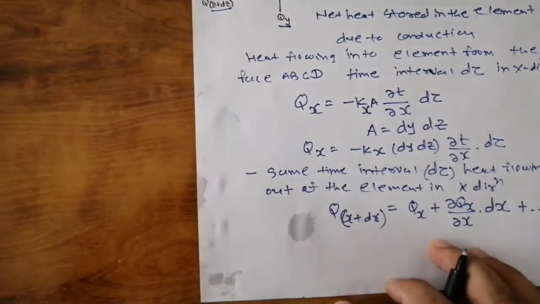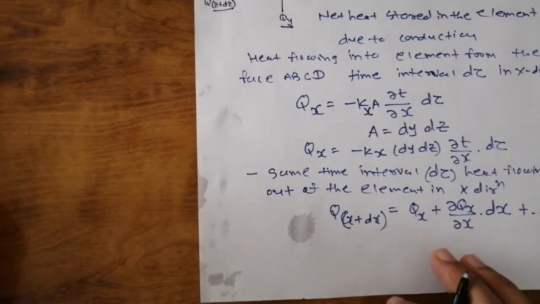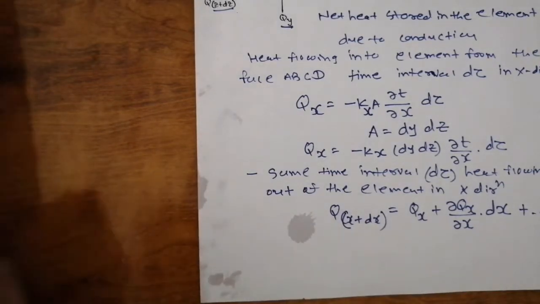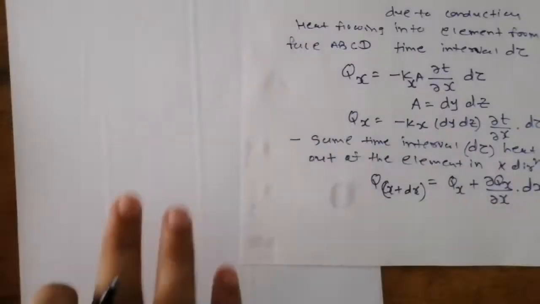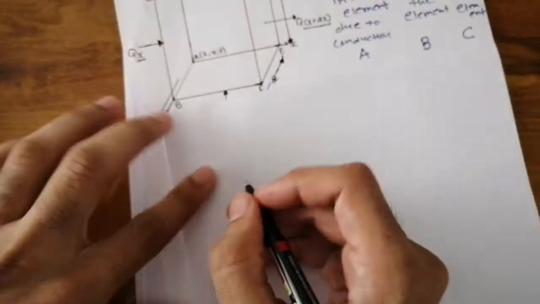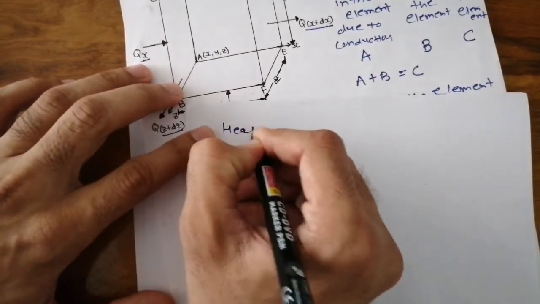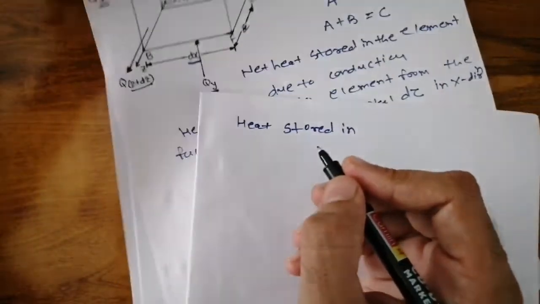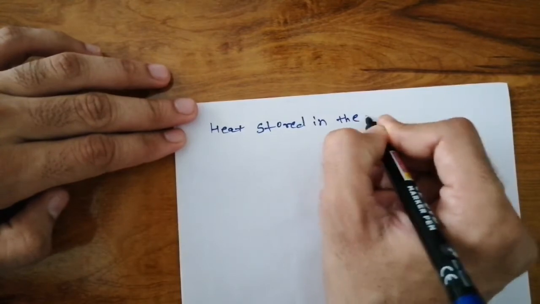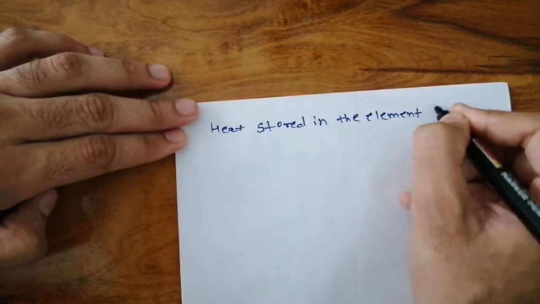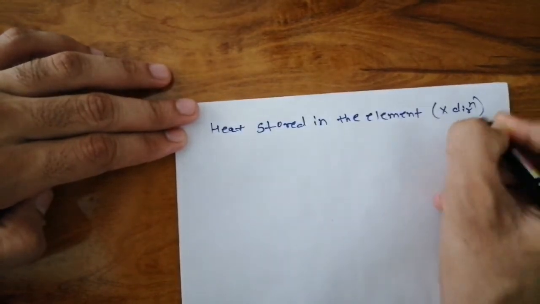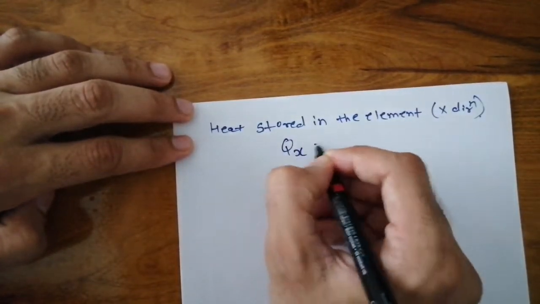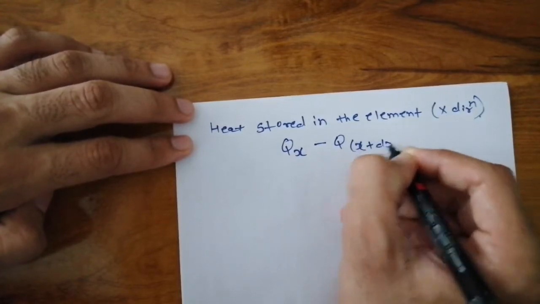Now according to the energy balance in x direction, we consider the heat stored in the element. So the heat stored in the element in x direction is equal to the energy in minus the energy out at x plus dx.